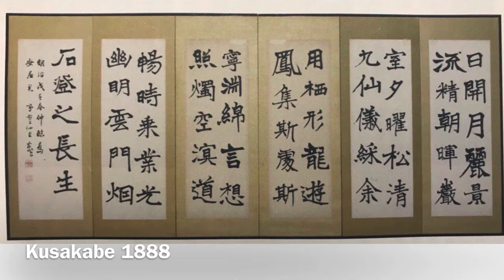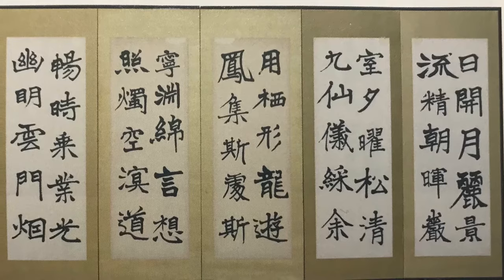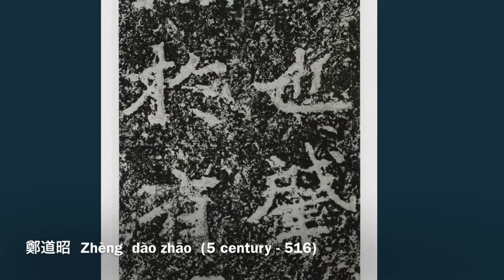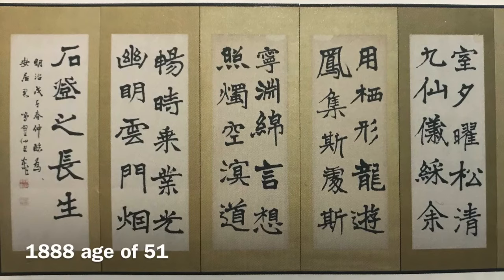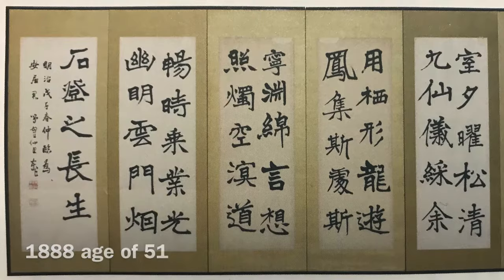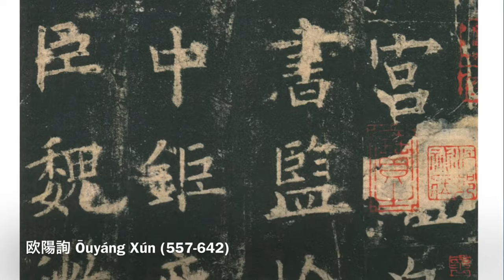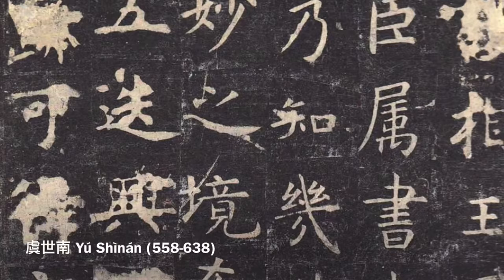This is his Kaisho in 1888, at his age of 51. He studied Chinese master Kaisho. And this is a result of his Kaisho. All Japanese calligraphers first learn this great master of the Tang dynasty. Also Kusakabe, but Kusakabe learned also Kaisho.